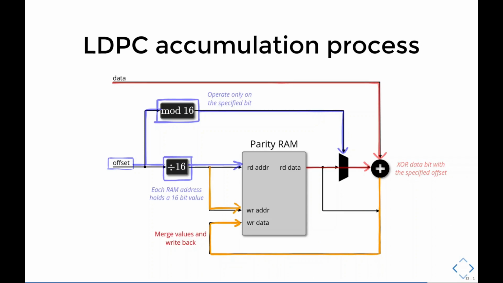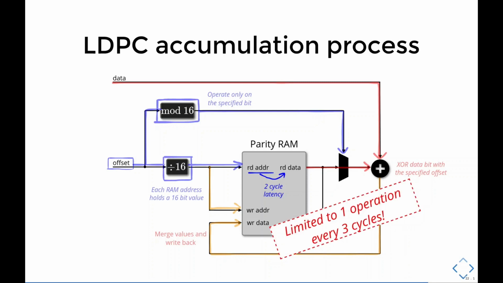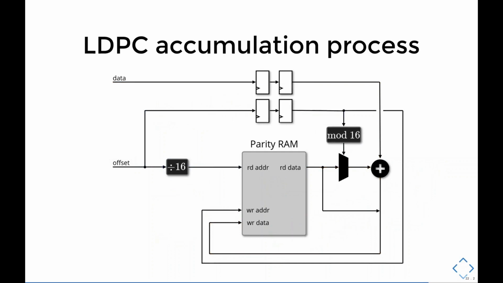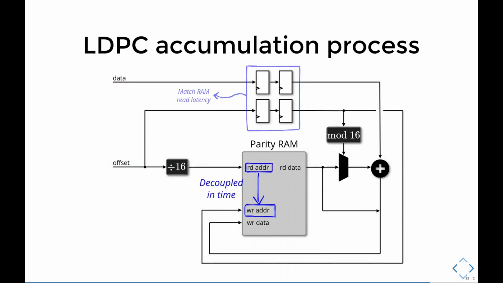Block RAMs have an intrinsic 2-cycle latency between reading an address and data showing up in the read data port. And because we are using the same address for both read and write, we're effectively limited to 1 operation every 3 cycles. So let's change this a little bit. These flip-flops here at the top are used to match the RAM latency. This way we can decouple read and write addresses in time because we don't need to hold read address constant until write data is ready. By the way, we can call this a pipeline now.